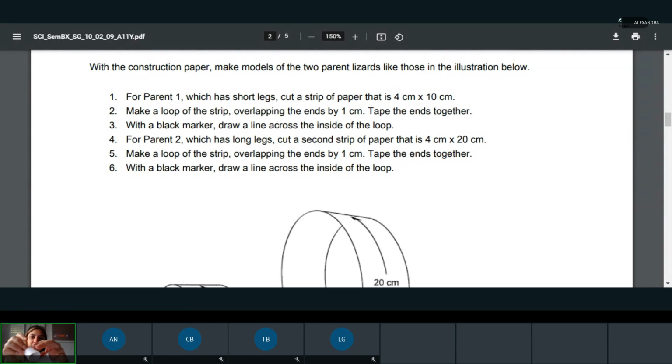It doesn't have to be perfect 1 centimeter, but just try your best. Okay, so you're going to cut the papers out. You're going to put them in a loop. You're going to have them overlap just by a little bit. Use your tape to tape them together. And then you're going to be ready and then make a marker. And then we'll be ready to start the lab. So let me know when you guys are ready.